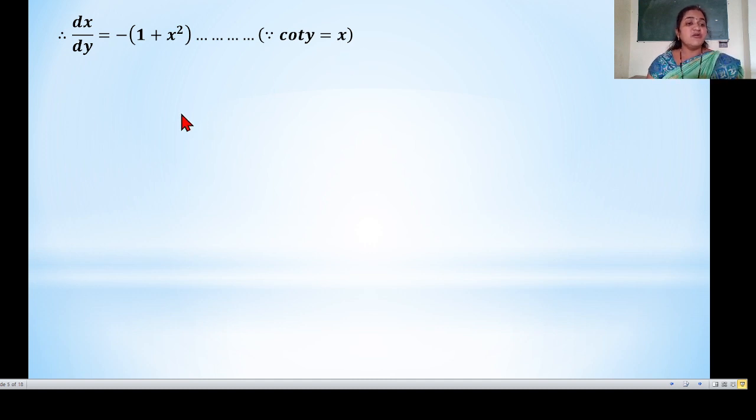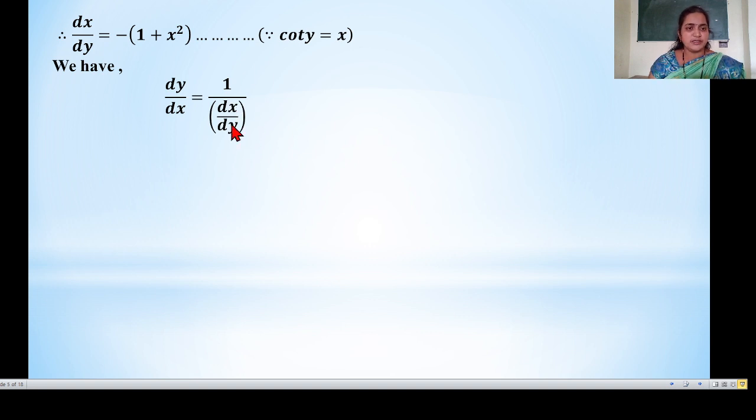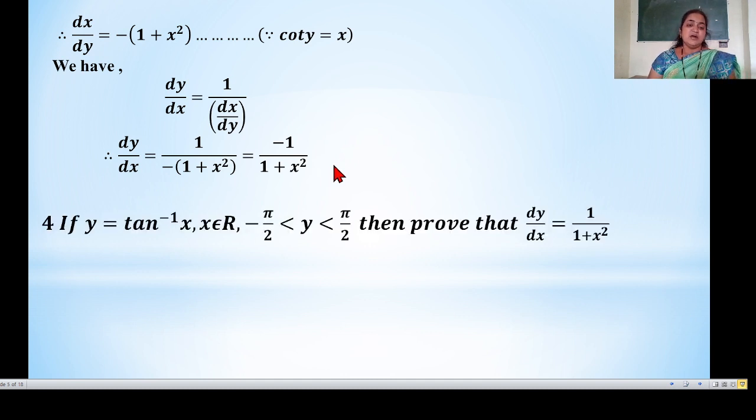So again we use the formula of the derivative of the inverse function, which is dy by dx is equal to 1 upon dx by dy, when dx by dy is not equal to 0. So we get dy by dx is equal to 1 upon minus (1 plus x squared). So we get the derivative of cot inverse of x is equal to minus 1 upon 1 plus x squared. This is the proof for the derivative of cot inverse of x.